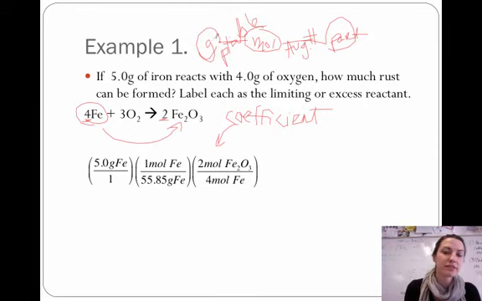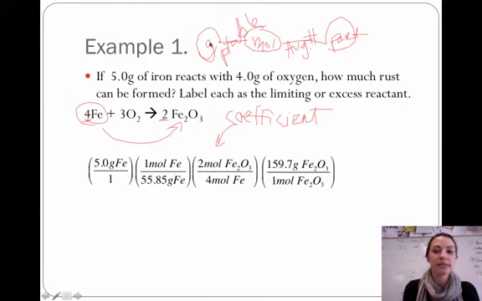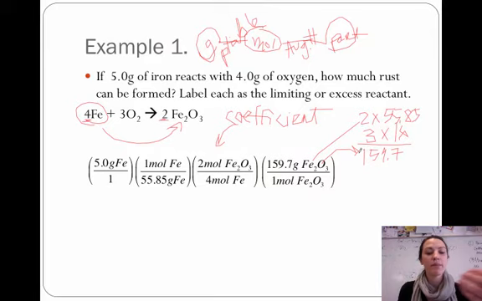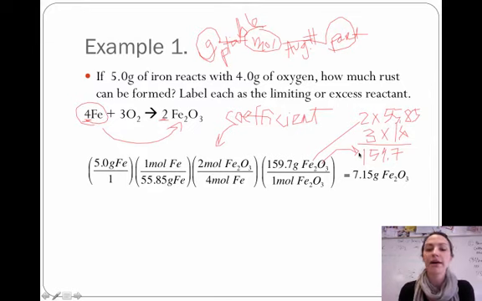Then we have our moles of rust, so we're going to go back to grams of rust. We're going to add up our molar mass of rust, which is 159.7. That's 2 irons and 3 oxygens to get that number. So this number comes from 2 times 55.85 plus 3 times 16, which gives us 159.7. That's how we get that molar mass. Then we multiply across the top, divide by the bottom, put it in your calculator, and you should get 7.15 grams of Fe2O3, of rust. So that's a gram to gram.